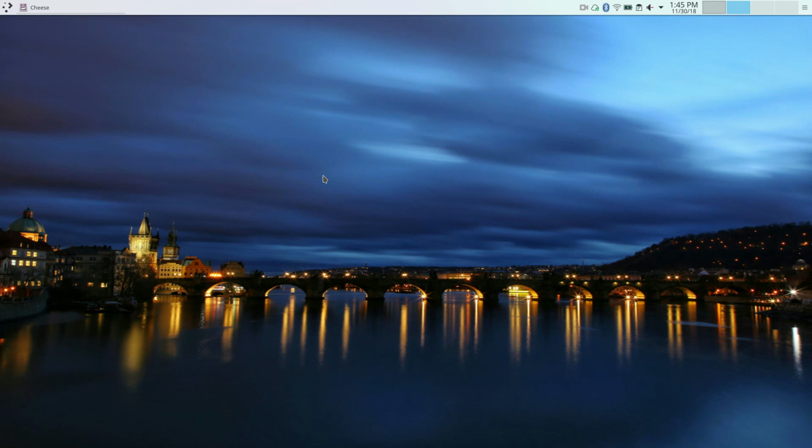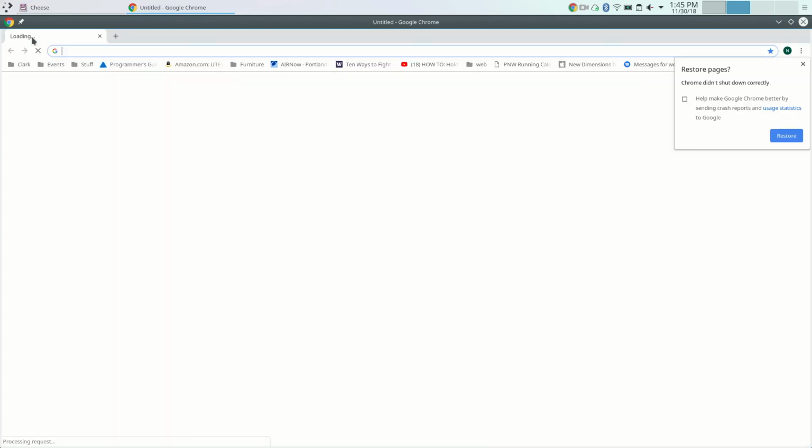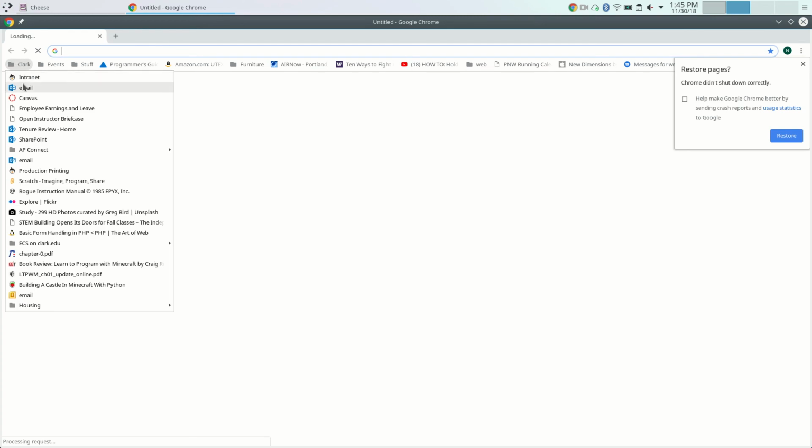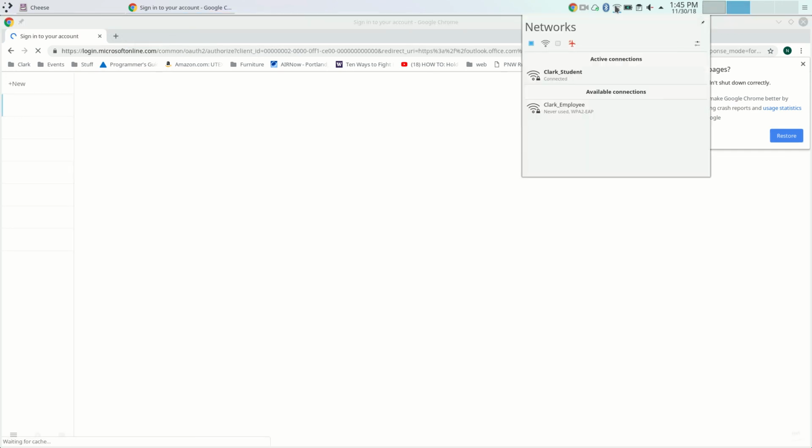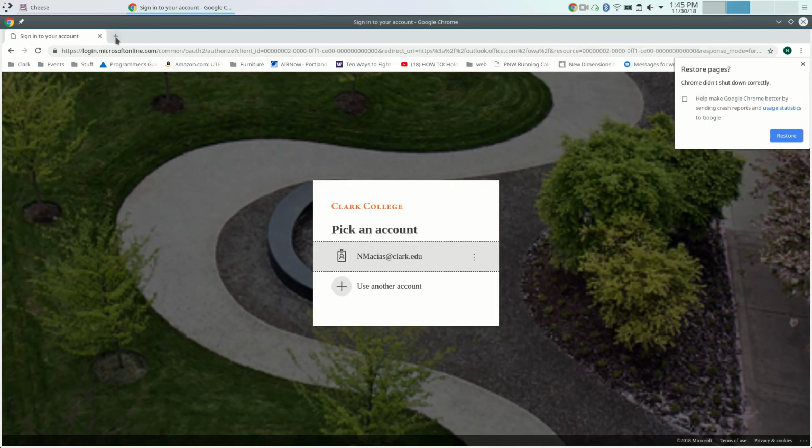I just booted, and the first time I boot, Chrome takes forever to load. After that, it just sits in the background and sucks up all my memory, but it loads quickly. Oh, good, we got it. Okay.